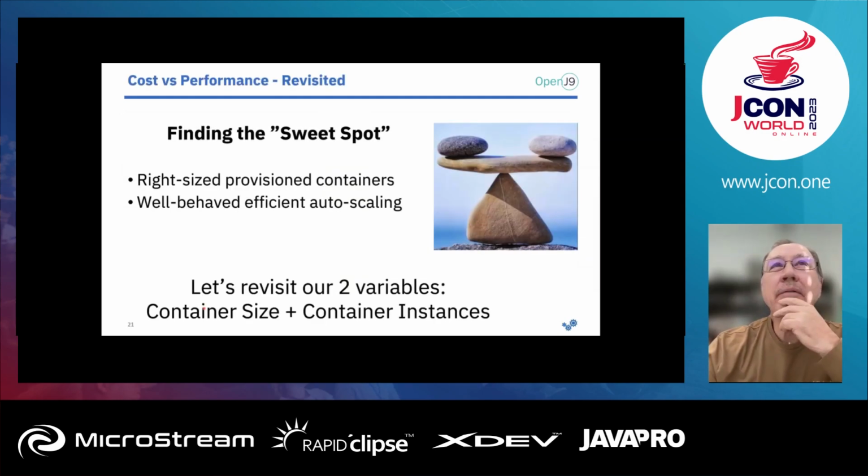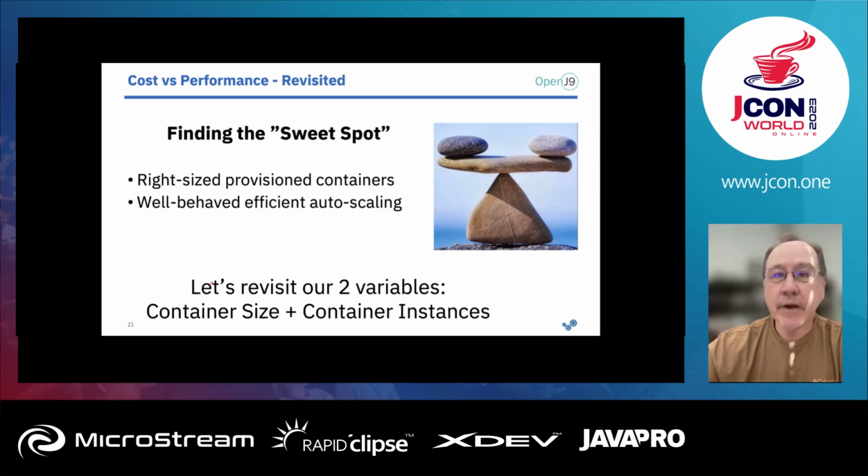So again, let's talk about that cost versus performance dynamic we have to work on, finding that sweet spot. Obviously we want right-sized provisioned containers. We don't want to waste resources. We want an efficient container that can compile everything it needs, but not waste space. And we need to have well-behaved, efficient auto scaling.